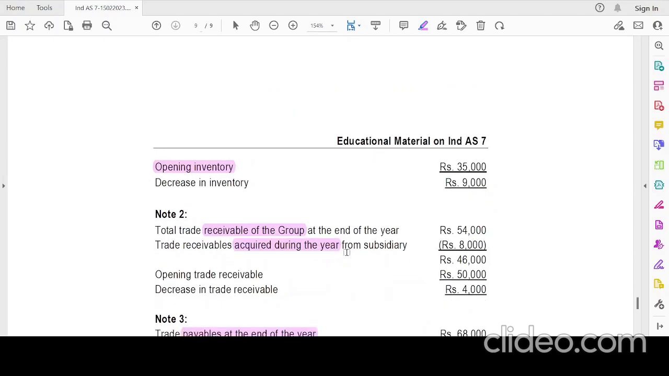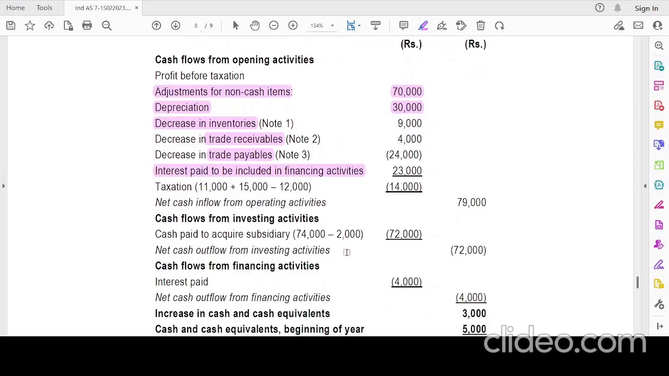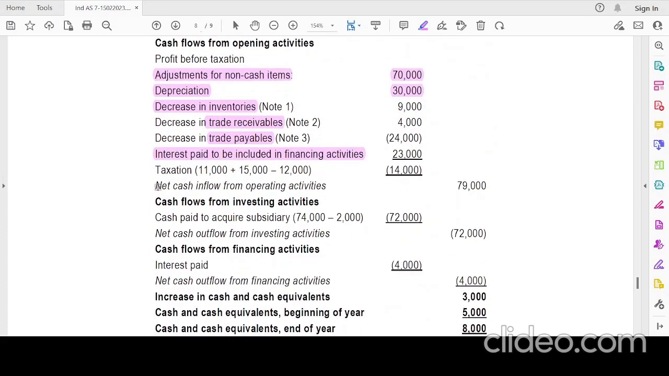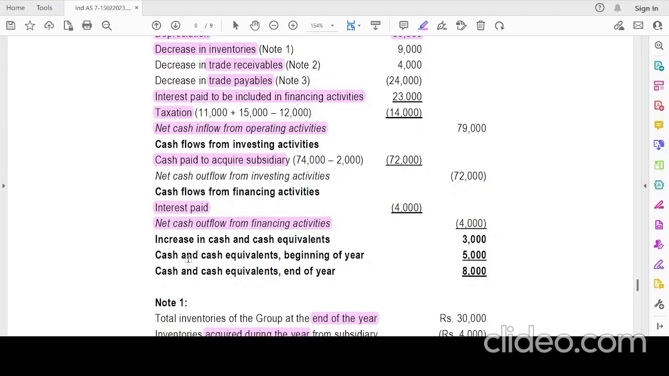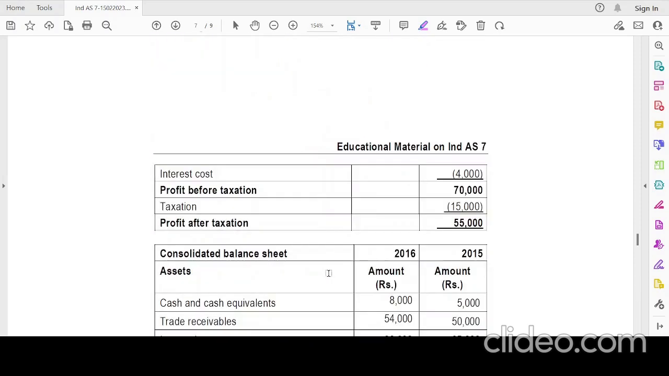Now, net taxation, because taxation will be there. Net cash flow from the operating activities is this much. Now, cash paid to acquire the subsidiary will be shown under investing activities. Then interest paid and net cash flow from the financing activities. Now we have the cash and cash equivalents at the end of the year. Now let's see how we arrive at this amount.